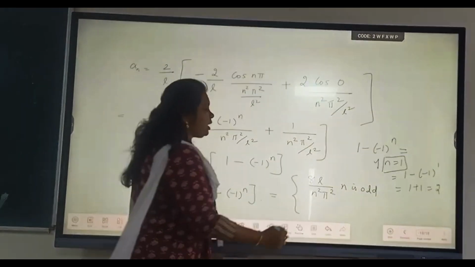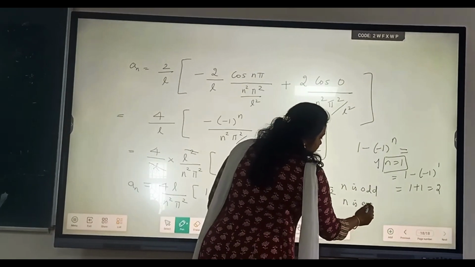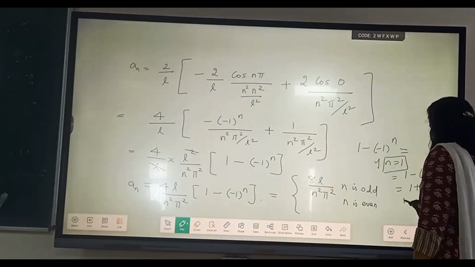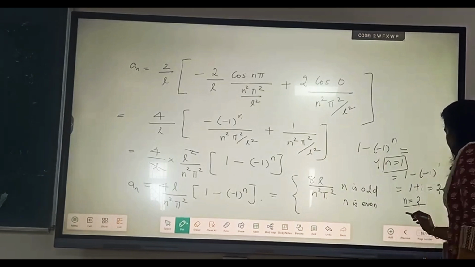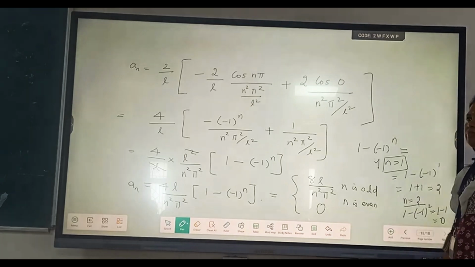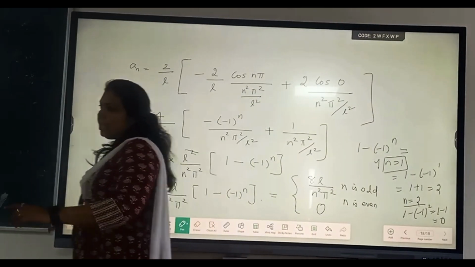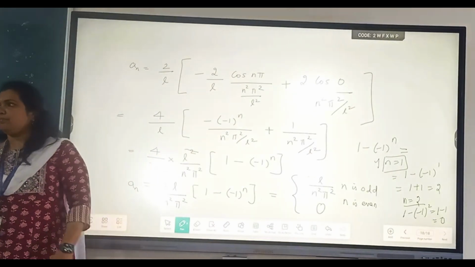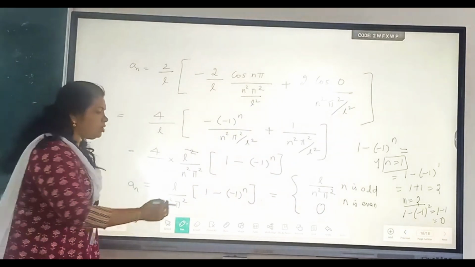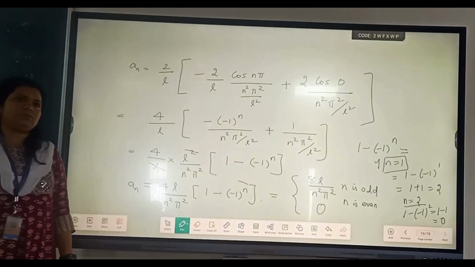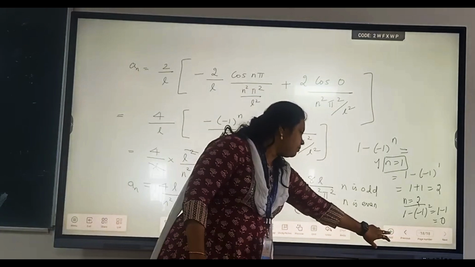So what will happen if you check for even number? If you check even number, what is your answer? If you substitute for n equal to 2, so what are you getting? 1 minus of minus 1 square, which is 0. So we get 0. So only when you are getting the numerator of this format, you have to check odd and even. If you are getting the value single, you should not substitute for odd and even, let it be like that and substitute.